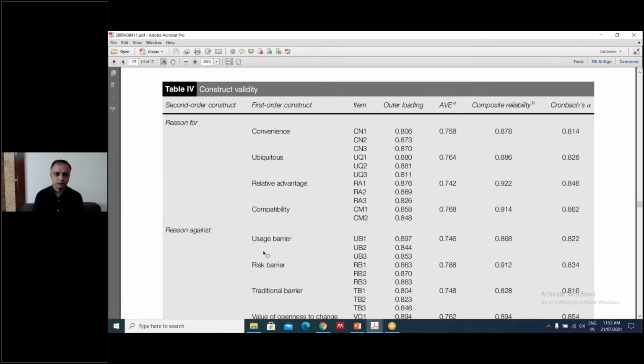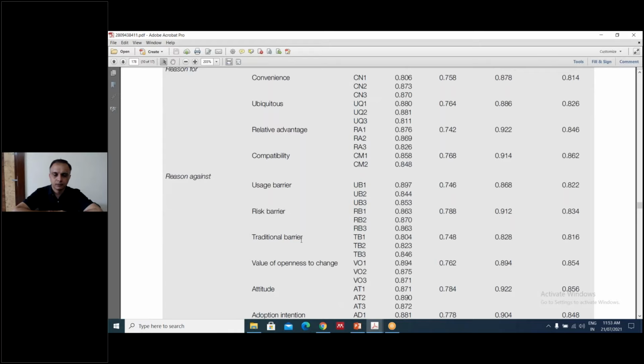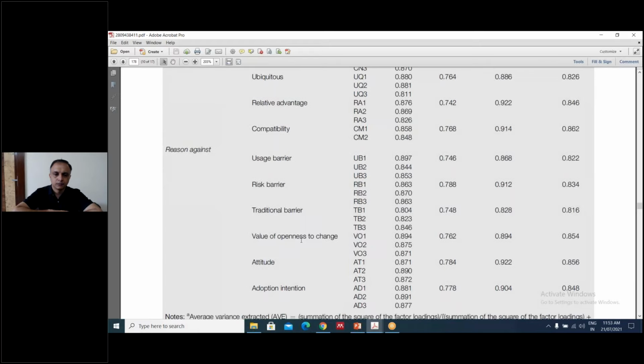So the second order constructs, you can see how they are built from the first order. RF and RA are the two second order constructs. RF is built from convenience, ubiquity, relative advantage, and compatibility. RA is built from the barriers, usage, risk, and traditional. Ram's innovation resistance theory, 1989. Value of openness to change and attitude leading to intention.